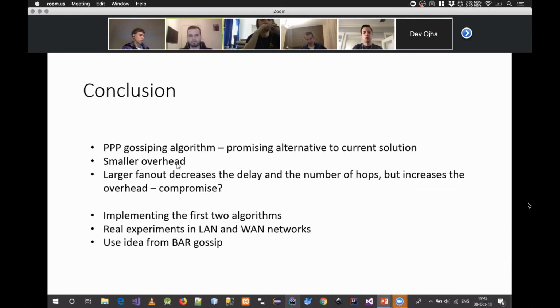So the overhead is significantly smaller than it is with the current solution. However, the delay is slightly larger, but the number of hops is still smaller. When increasing the fan-out, or the average size of the peer subset, we actually increase the redundancy, but decrease the delay and the number of hops. This is actually an acceptable compromise, at least I think so, because maybe we can find such a value for the maximum fan-out size so that the redundancy never exceeds a certain threshold. Maybe even that's a possibility.